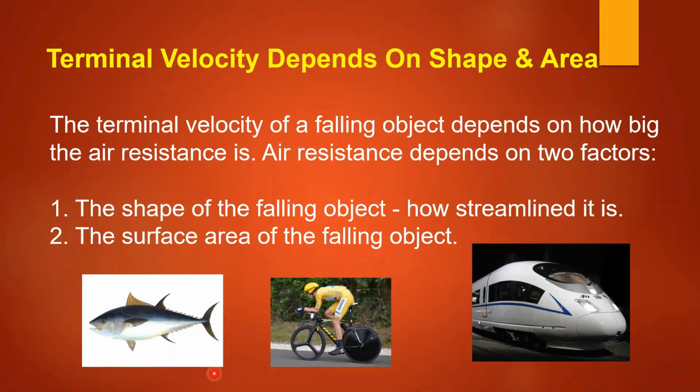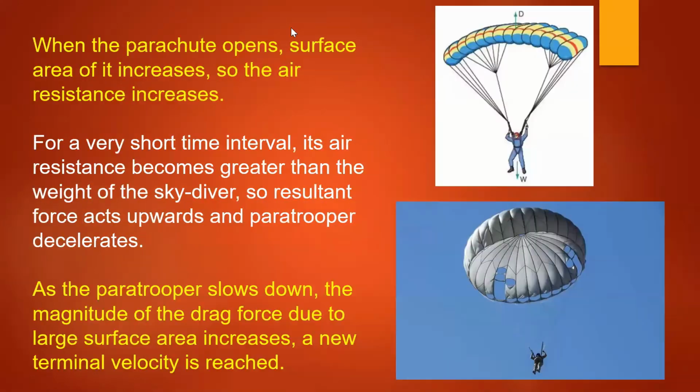So when the objects are streamlined, less air resistance is acting. So if the objects are well streamlined, less air resistance is acting, so less opposing force is acting on it, so they can move faster. The second factor is the surface area.